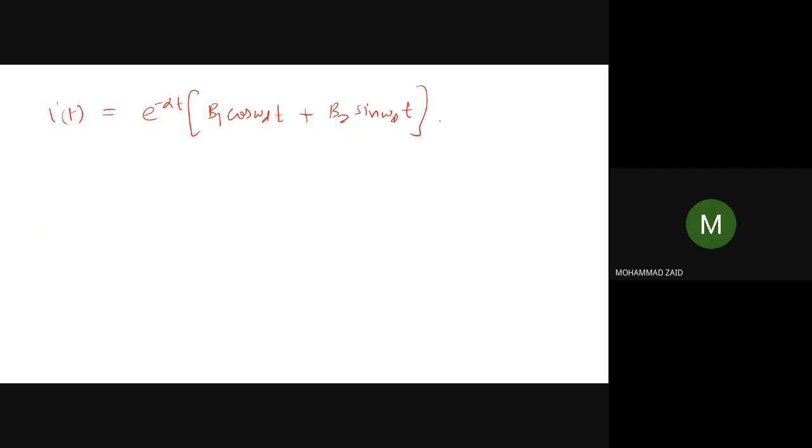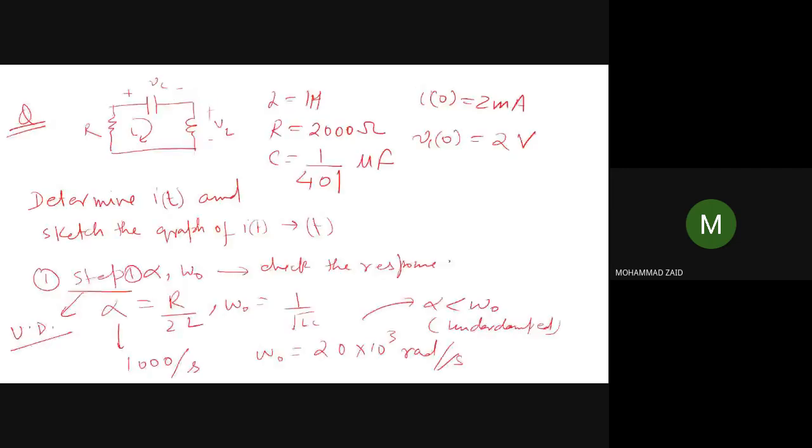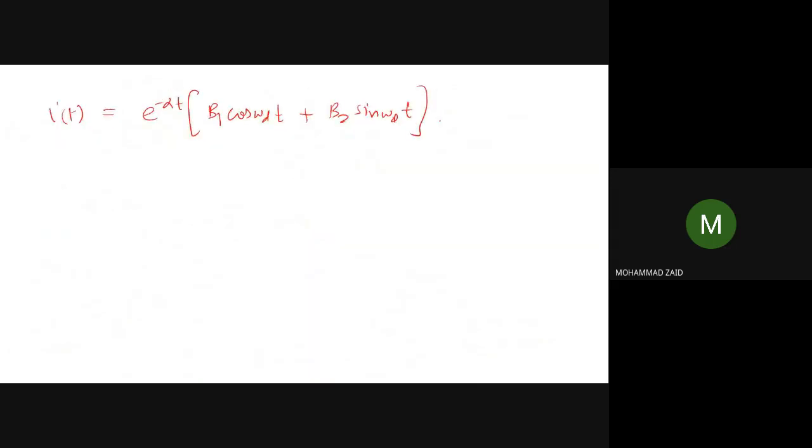Now, we have already calculated the value of alpha, and we have already calculated the value of omega naught. Omega naught has come out to be equal to, let me recalculate it from my calculator. It is not exactly 20 into 10 to the power 3, but slightly higher. It is 20,025 radian per second. Slightly higher than that, but that doesn't change the response. Okay, so alpha is now known, so we can calculate omega d.